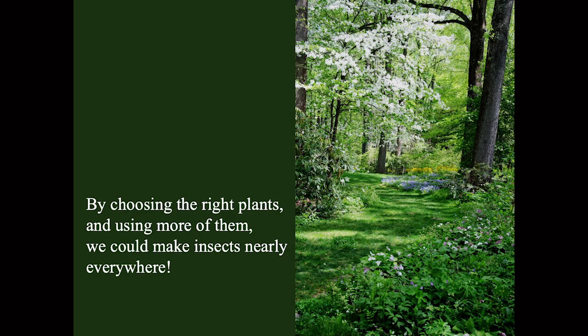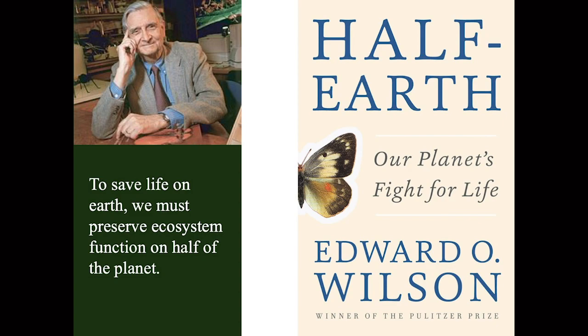The point of this entire talk is to try to convince you that if we choose the right plants, and if we use more of them, reduce the area that's in lawn, we really can make insects almost anywhere. And I'm going to close by returning to my buddy E.O. Wilson, who still writes a book a year. The book he wrote in 2016 was called Half Earth, Our Planet's Fight for Life. Has anybody read Half Earth? One? Yeah, it's always one person.